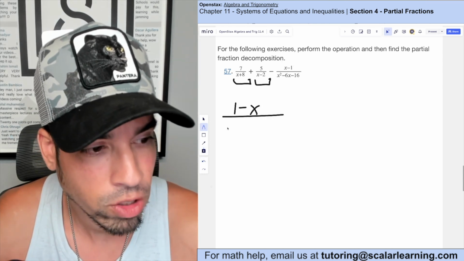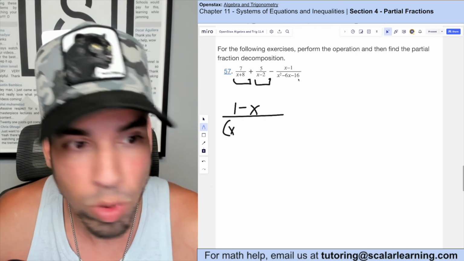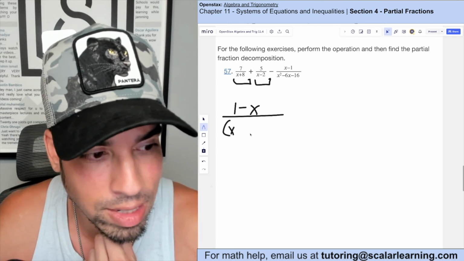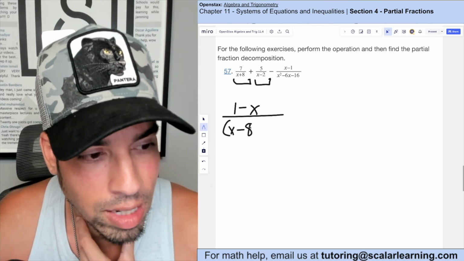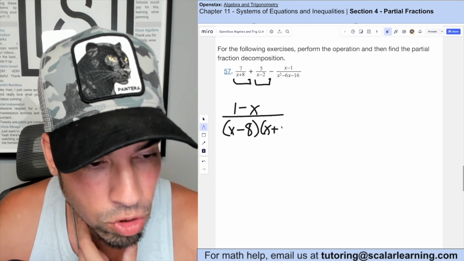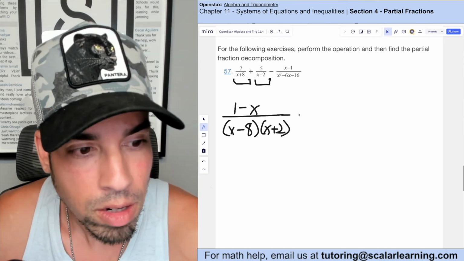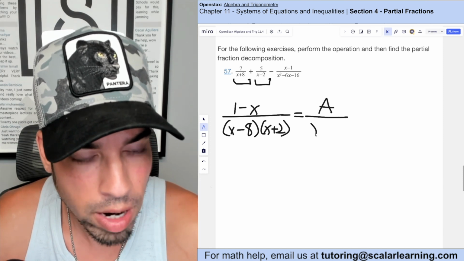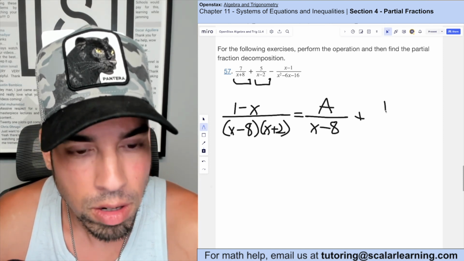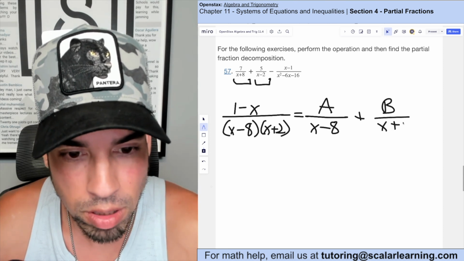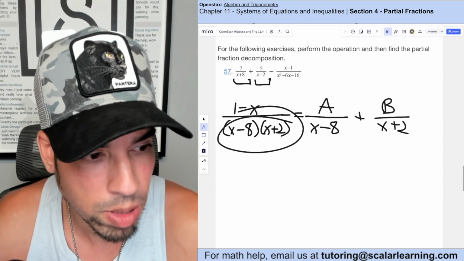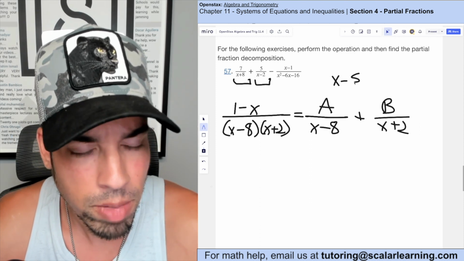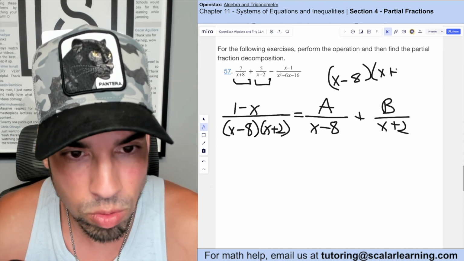And then we're going to factor that denominator, which gives us, what two numbers multiply to negative 16 and add to negative 6? That's negative 8 and positive 2. Okay. And we're going to do our fraction decomposition. So we got A over x minus 8 plus B over x plus 2. And let's begin. Now we're going to multiply by that denominator, x minus 8 times x plus 2, like so.